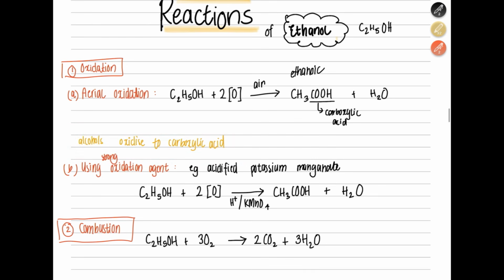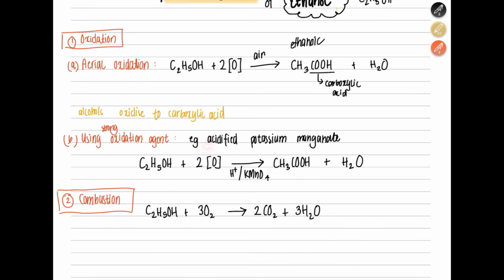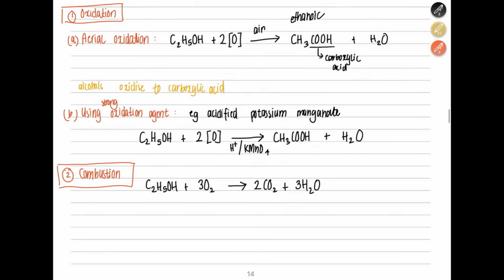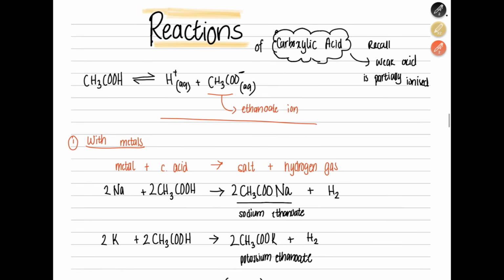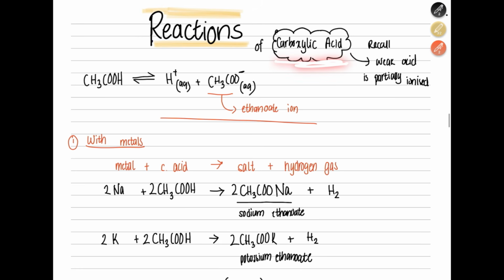That's important. You can also oxidize ethanol or another alcohol using a strong oxidation agent, for example, using acidified potassium manganate. Ethanol, upon oxidation, will give you ethanoic acid and water. The condition is you need to have a strong oxidation agent, which is this one. Another equation for ethanol is C2H5OH plus oxygen will give you carbon dioxide and water. This is combustion.